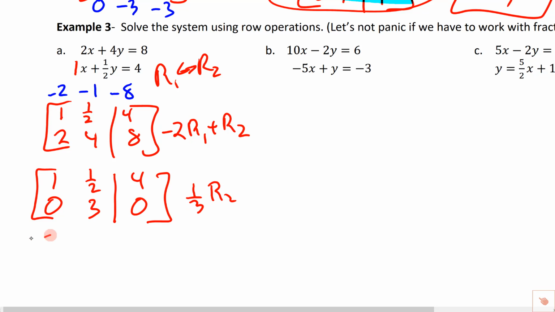Row 2 is going to change. Row 1 gets to stay the same. So this is a 1/2. This is a 4. Multiply by 1/3. That's a 0. So it's still 0. Multiply by 1/3. So that's a 1. And that's going to be a 0.